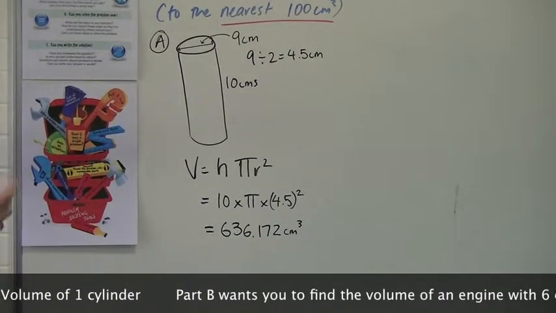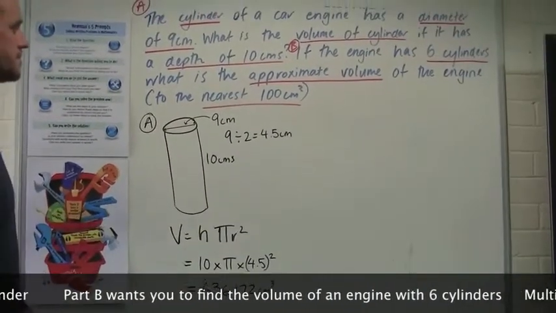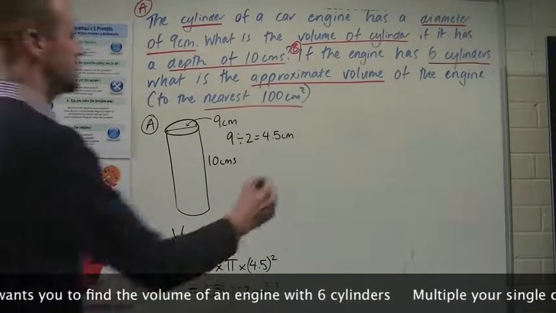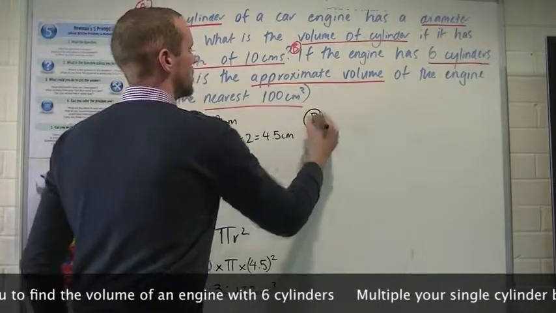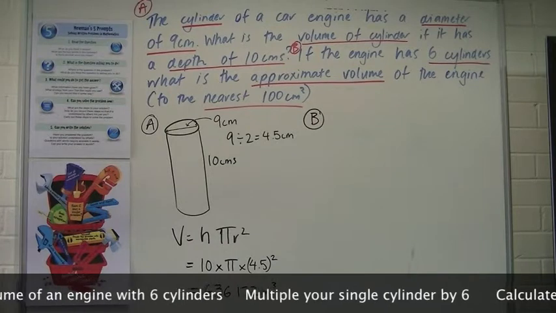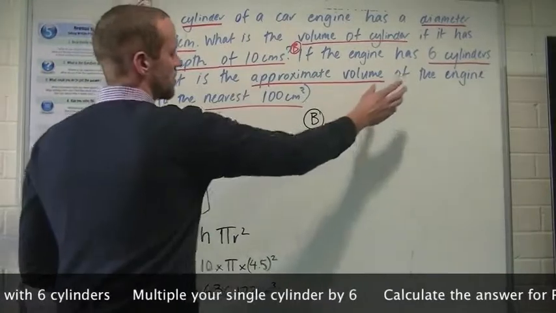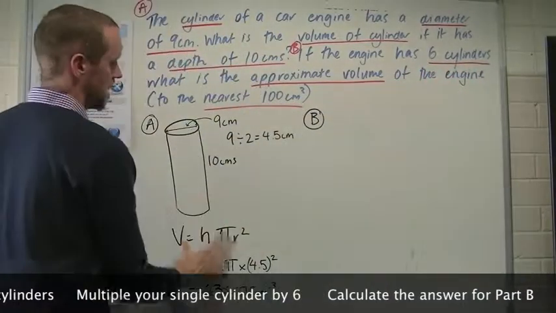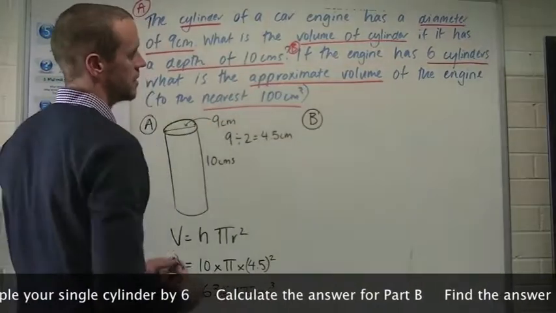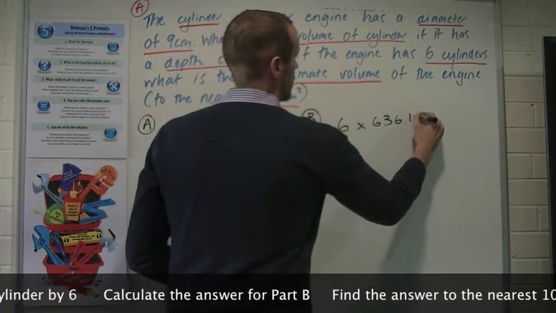So we have answered part A. We have found the volume of one cylinder. Let's go to part B. Part B asked us, if the engine has 6 cylinders, what is the approximate volume of the engine to the nearest 100 centimetres cubed? We've got 6 cylinders, and we've only got 1 cylinder here. That's the volume of 1 cylinder. So we need to multiply these two together. I'd like you to do that, please.